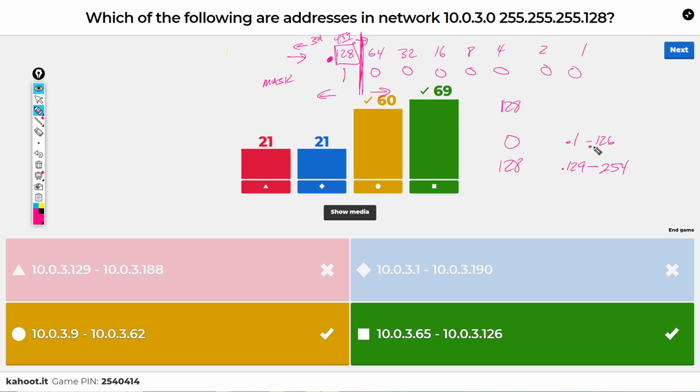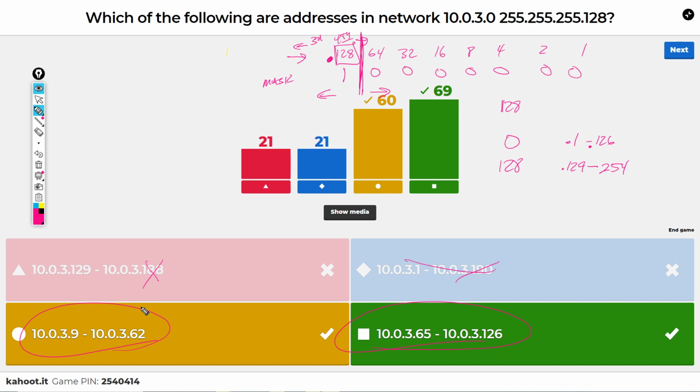And then the question is, which of the following addresses are in this network? So anything from 1 to 126. So that works, and that works, and this guy's too high, and that guy's too high. They're both higher than 129.